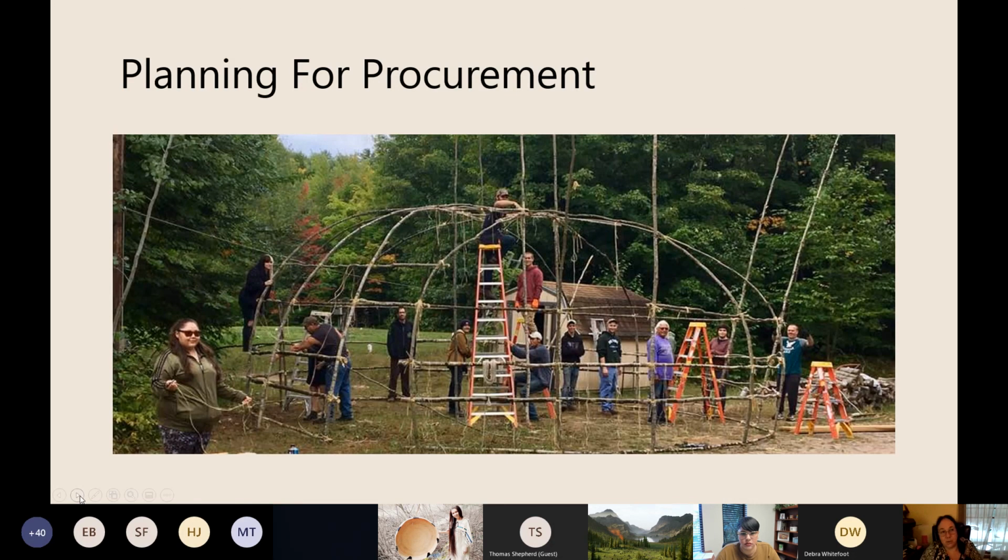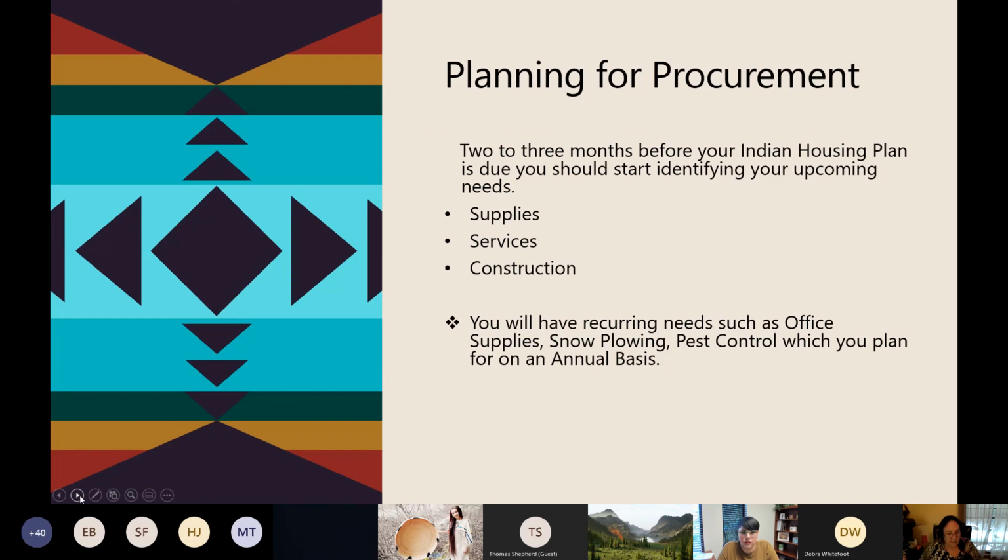So procurement, you should try to plan for your procurement as far in advance as you can. In places like this, you do your planning this time of the year, so as soon as the load limits are off, you can hit the ground running because you've got such a short season. And in places like Florida, you can build year round, so you don't have a lot of those same difficulties.